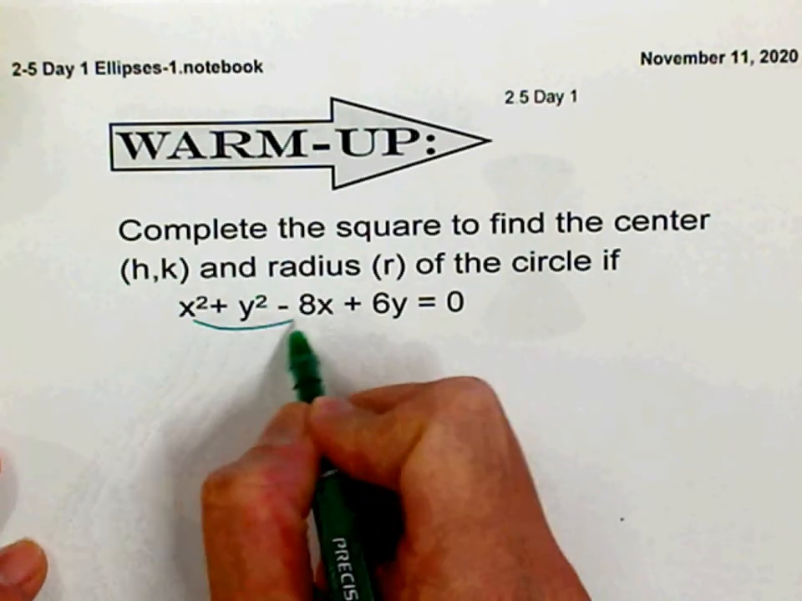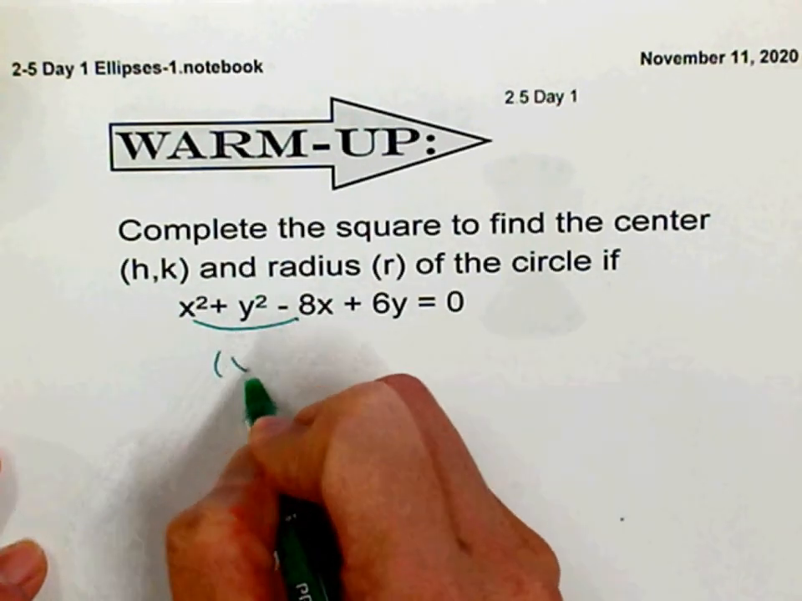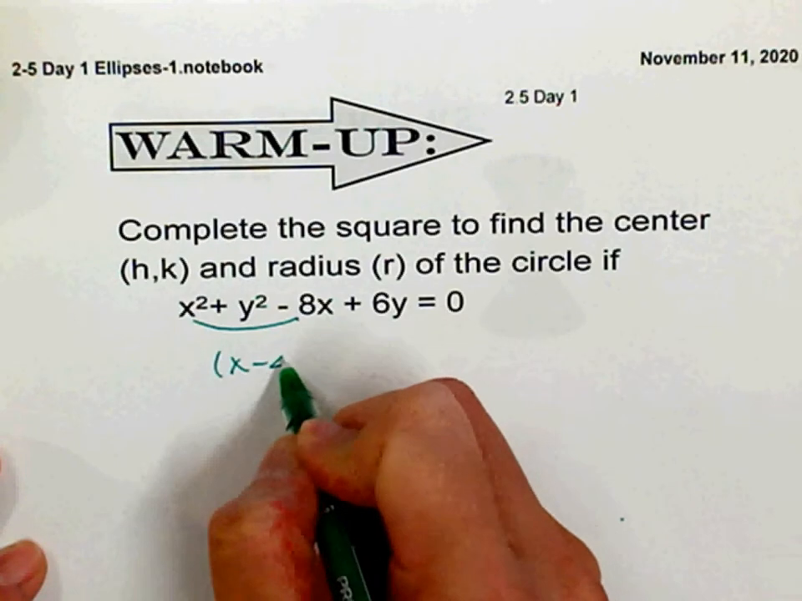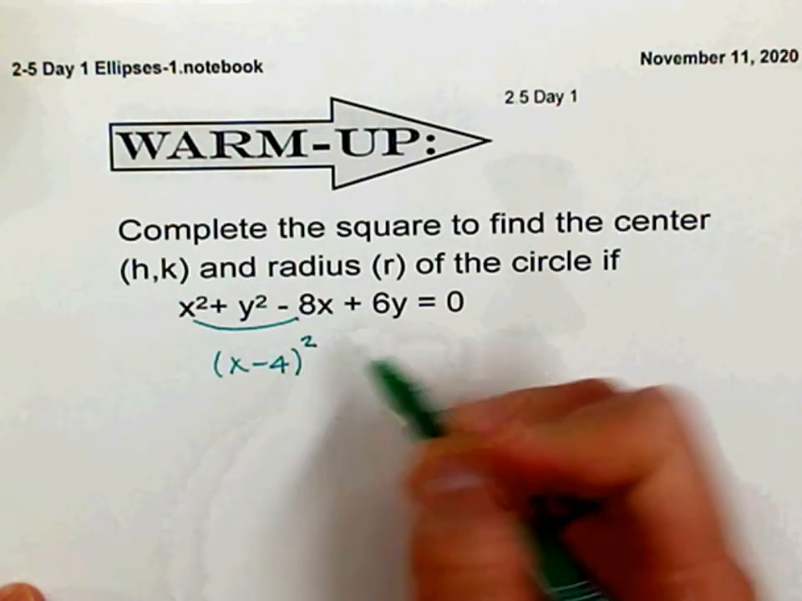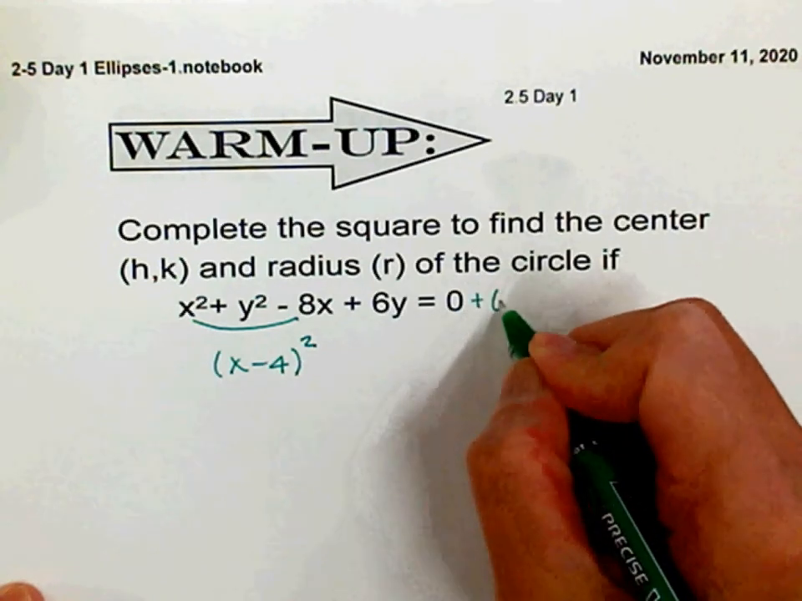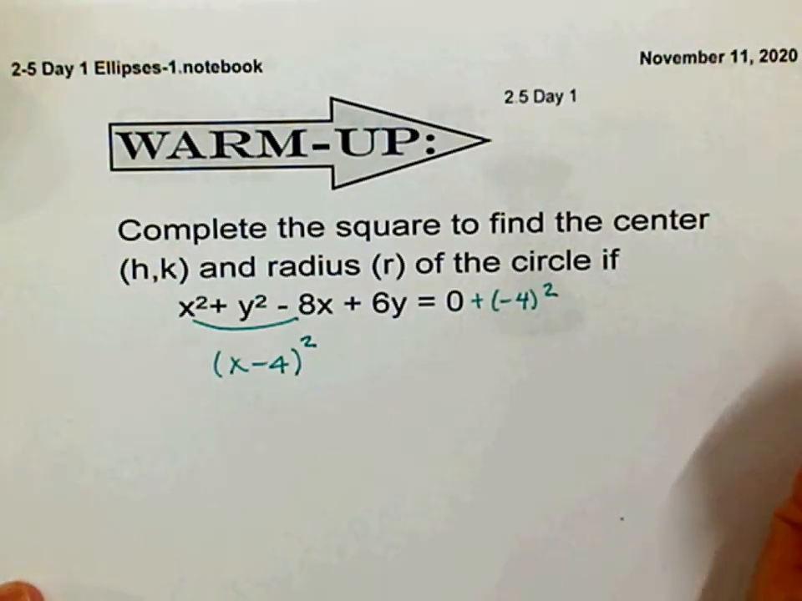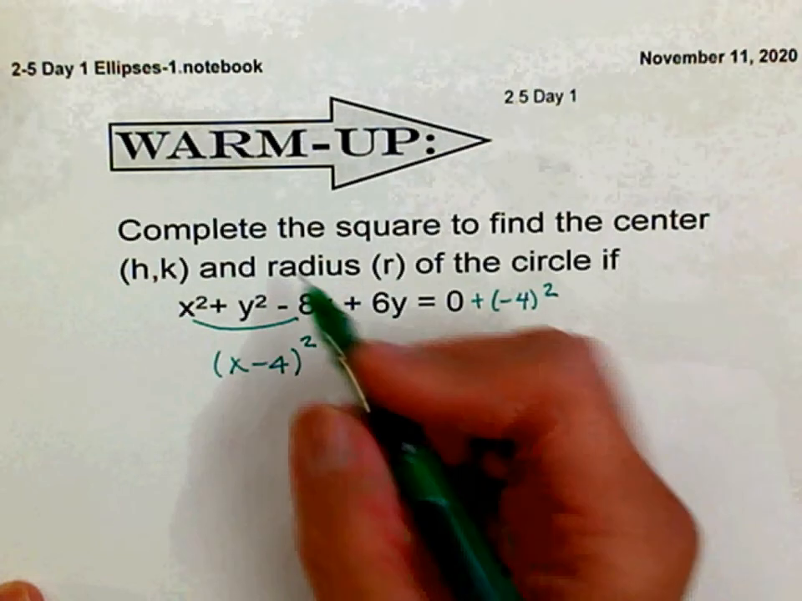Step 1, we're going to combine our x values together. So remember to take half. Okay, half of -8 is -4 squared. So what you do to one side, you do to the other side. So there's your shortcut that you can do.